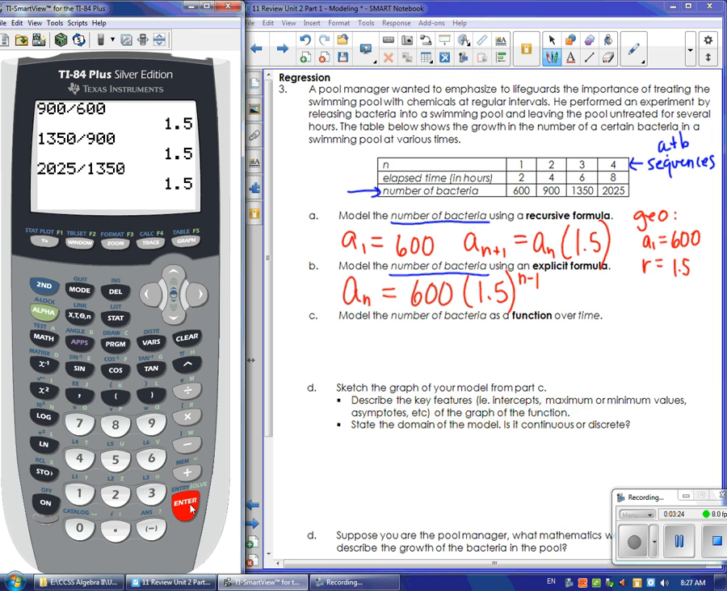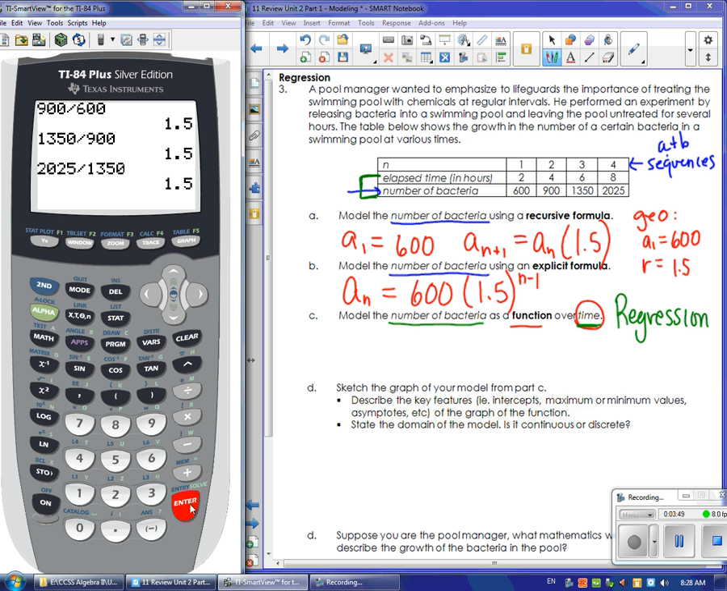Letter C is asking me something different. It says to model the number of bacteria as a function over time. So now I'm introducing a second variable. Let me do this in another color. Now I'm looking at the relationship between time and the bacteria. So I'm looking at 2 variables here. When I'm looking at 2 variables, now I'm talking about doing regression.